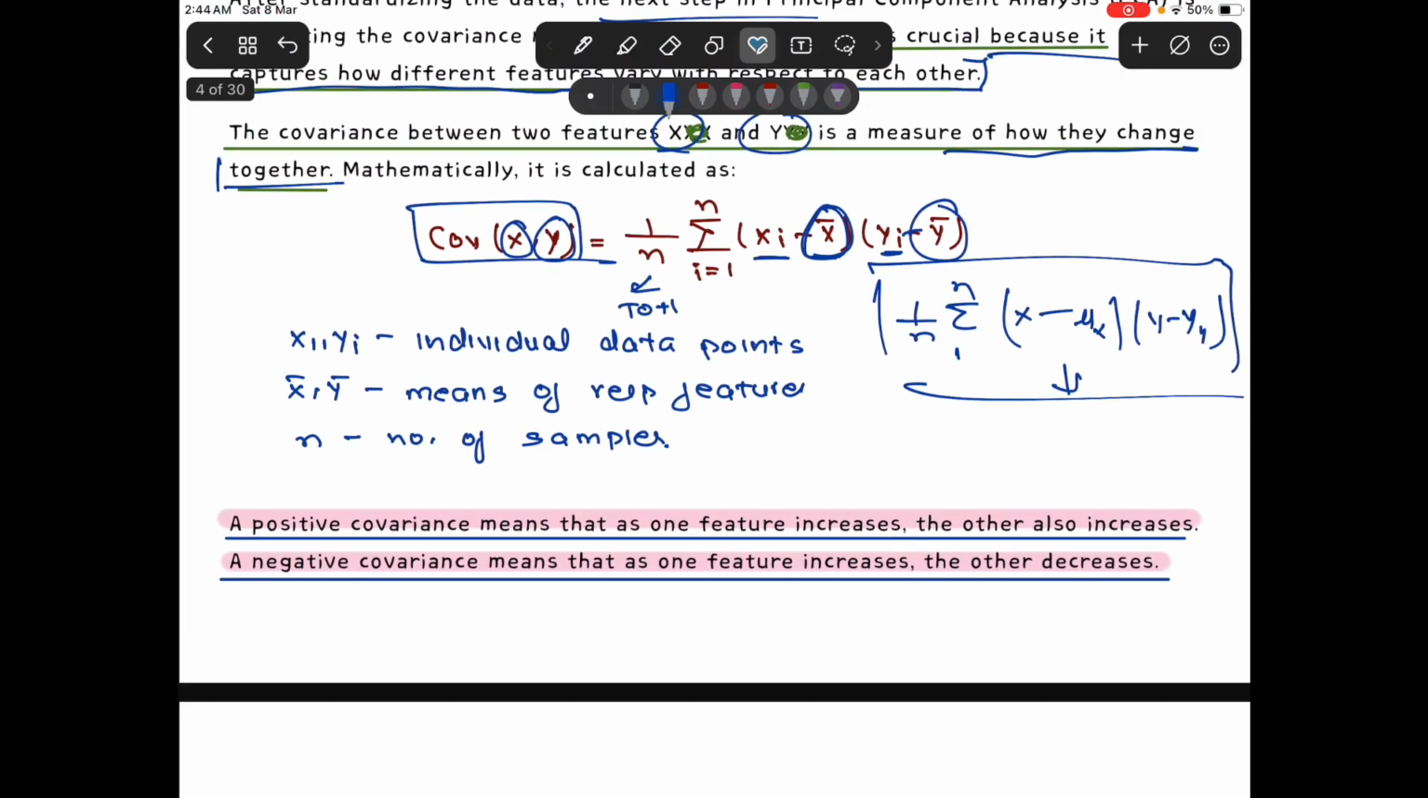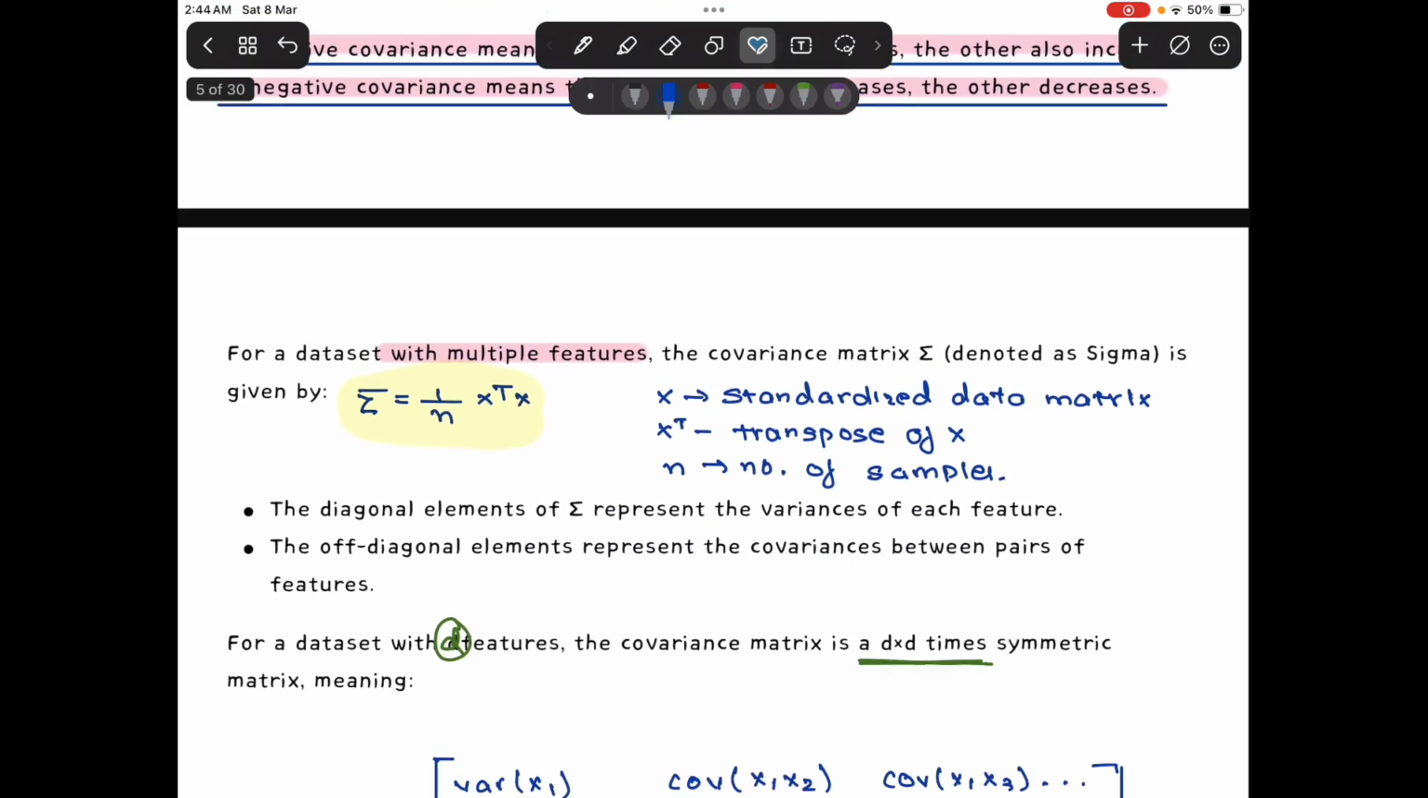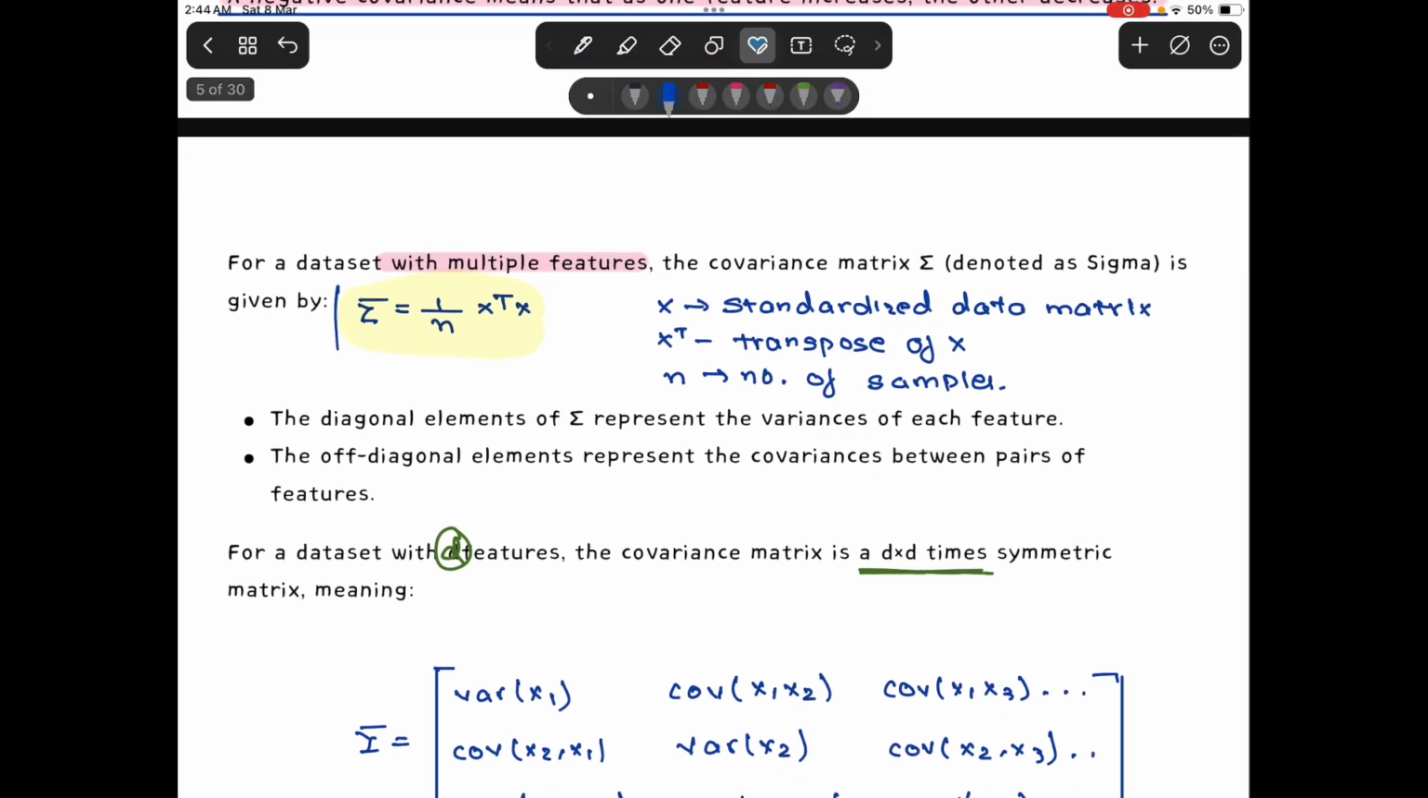Okay, so if we have two features only, then we use this formula. If we have more than two features, then we use this formula. This is also easy for computation purposes, like for a computer, the calculation of covariance with this formula is actually easy. In this, X is a standardized data matrix. This is an important thing, that this should be standardized, not the actual X value. X^T is the transpose of X, and n is the total number of samples.